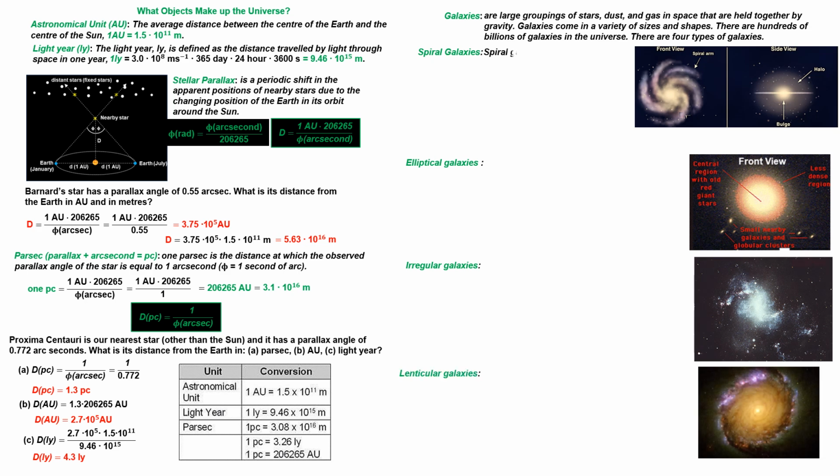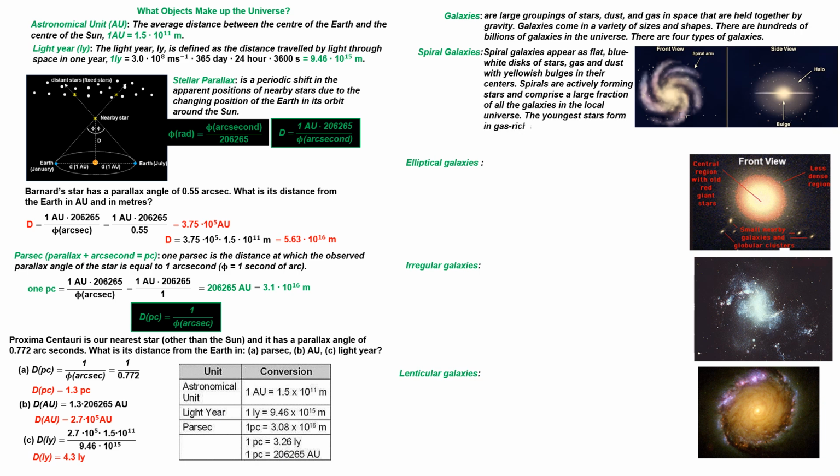Spiral galaxies appear as flat, blue-white disks of stars, gas, and dust, with yellowish bulges in their centers. Spirals are actively forming stars and comprise a large fraction of all the galaxies in the local universe. The youngest stars form in gas-rich arms, while older stars can be found throughout the disk and within the bulge and halo.